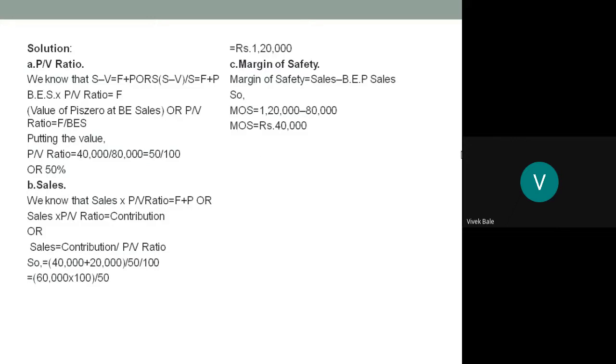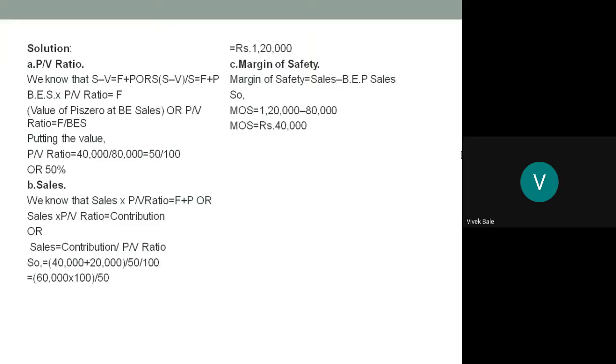So we know that sales into PV ratio is equal to fixed cost plus profit, or you can say sales into PV ratio is equal to contribution. Therefore, sales is equal to contribution divided by PV ratio. To calculate the sales, how much is our contribution? Contribution is 40,000 rupees. And what is our PV ratio? 50%. So 50% of 40,000 is how much? 20,000. So 40,000 plus 20,000 is equal to 60,000, divided by the PV ratio of 50%. So 60,000 into 100 divided by 50, you will get the sales of rupees 1,20,000.